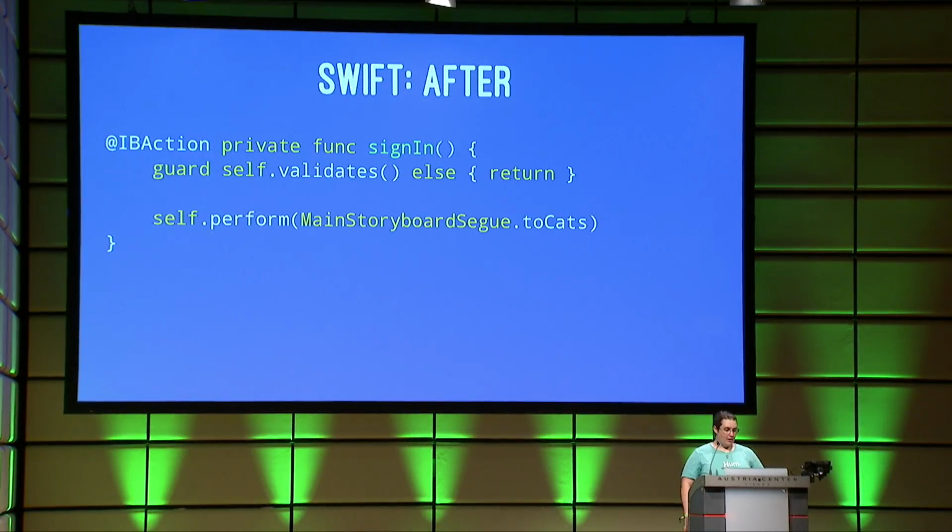And then you go back into your sign-in code, and you're able to say, okay, self.perform main storyboard segue.toCats. And at that point, you've now taken all of the stringly typed code out of your application. You've said, I want to be able to know, hey, if somebody messes around with the name of something, I want my code to not even compile. I want this to be something that's really, really obvious.